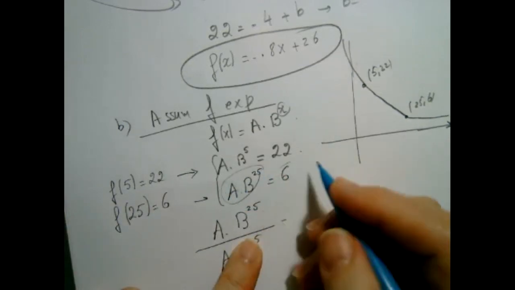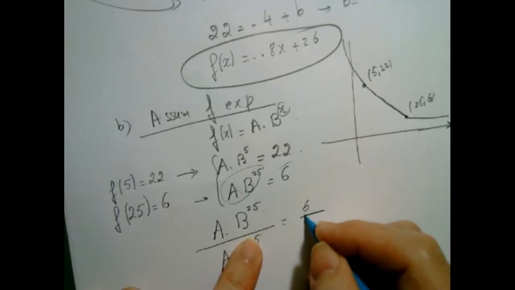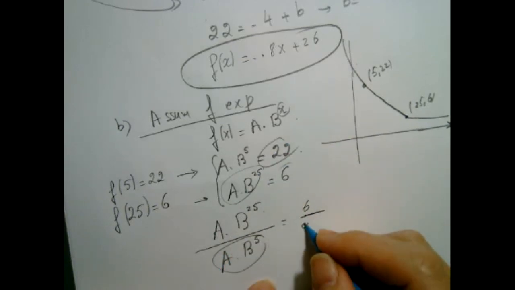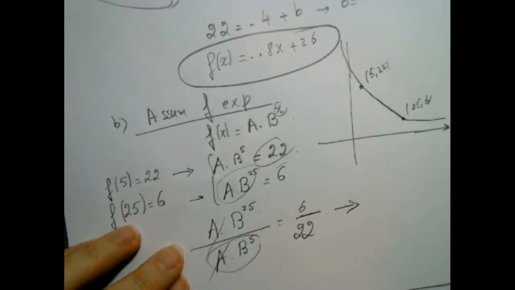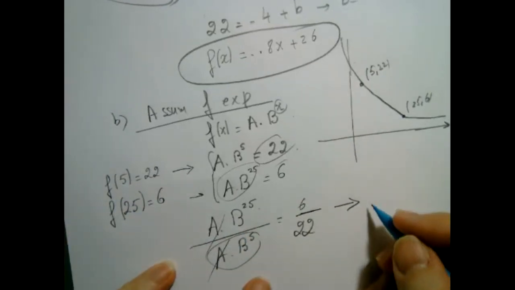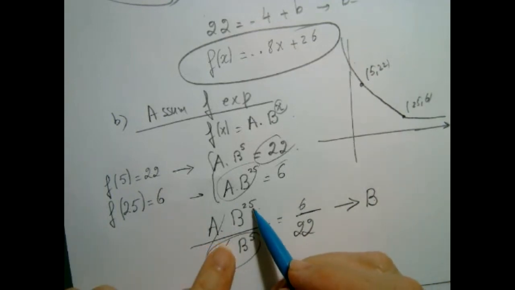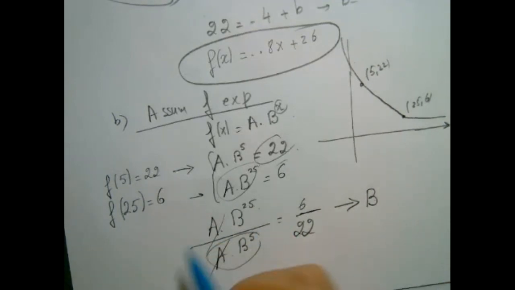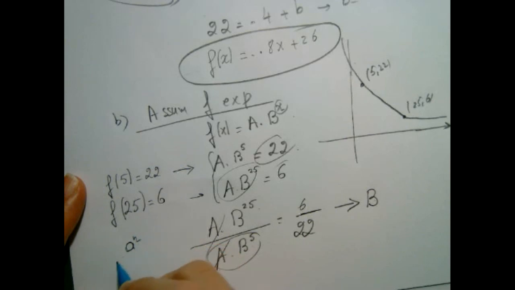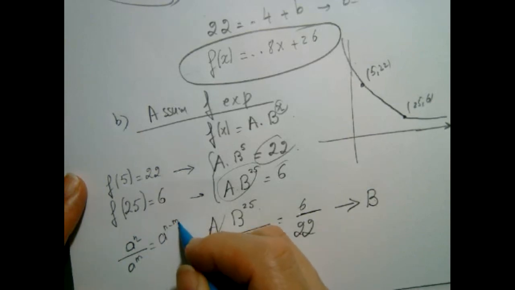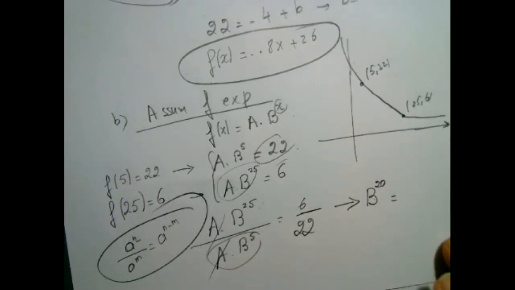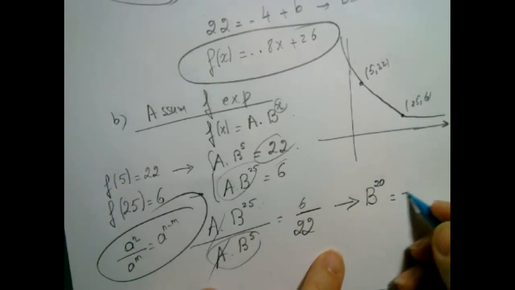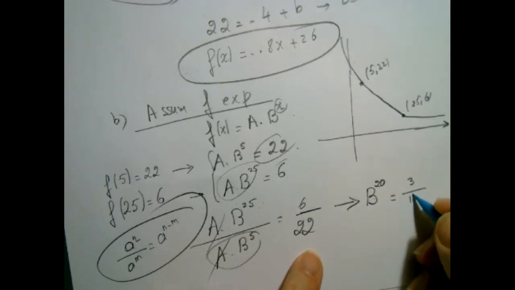So this is 6. And this is 22. Okay, now the goal of this trick that we use is to simplify the a's. And now I will be left with b to the following power: 25 over 5. We use the exponent rule, a^n over a^m. We take away the power. So 25 minus 5, that's going to give me 20, equals 6 over 22. So if I simplify by 2, I will get 3 over 11.